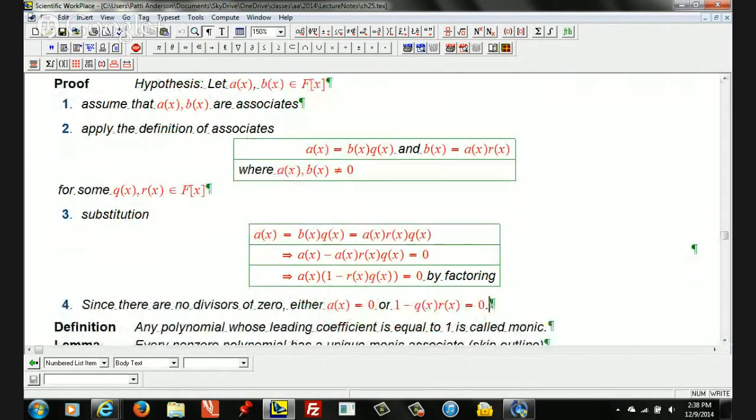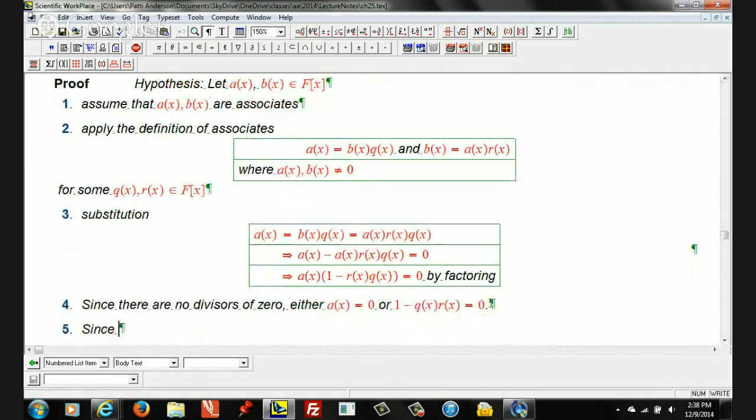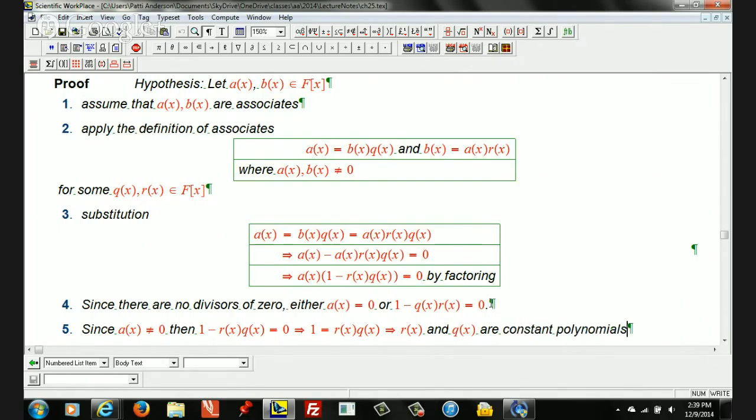So, since A of X is not equal to 0, then you know 1 minus R of X Q of X is equal to 0, which tells you that 1 is equal to R of X Q of X. So what does that tell you about R and Q? They have to be constant polynomials, right? Exactly what it is. Yep.